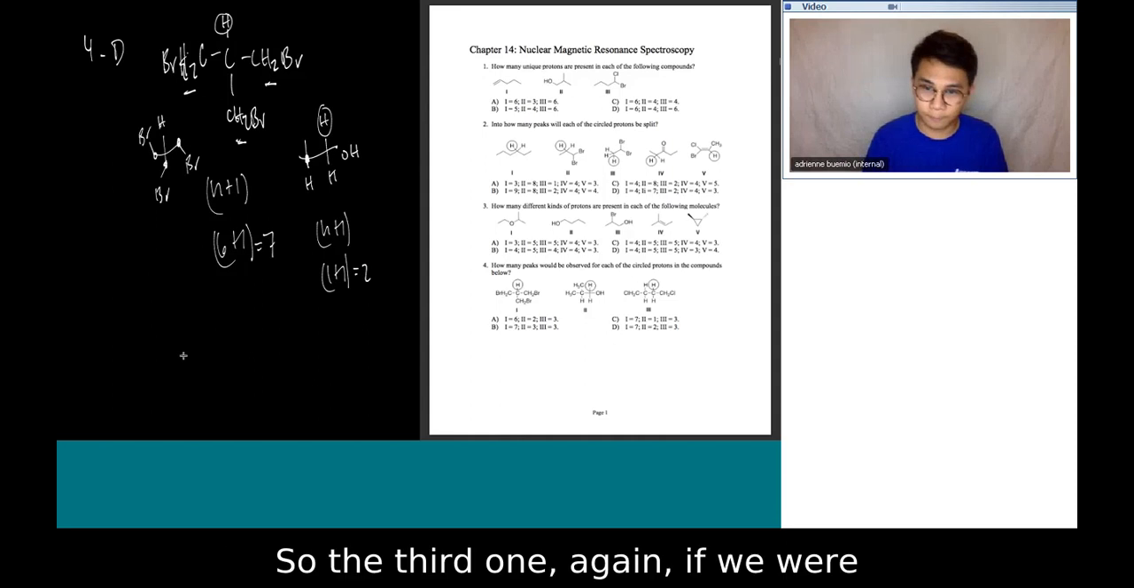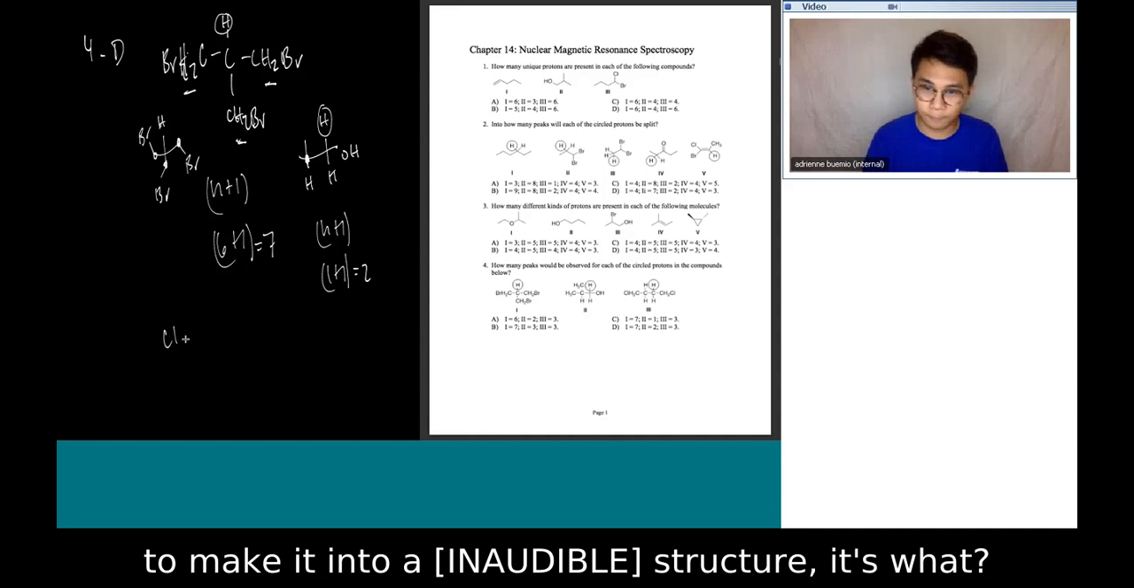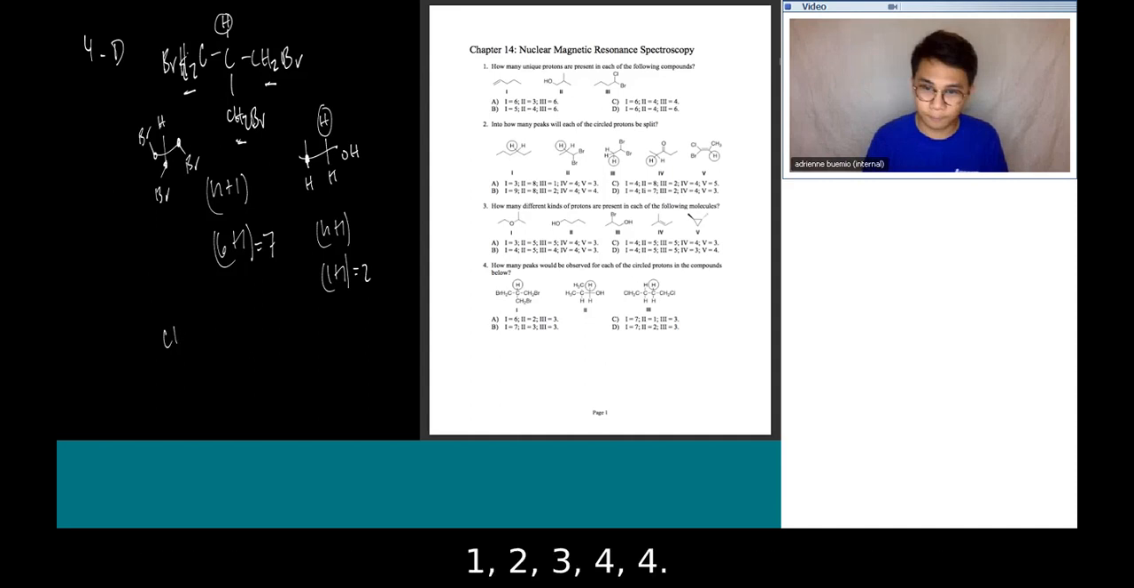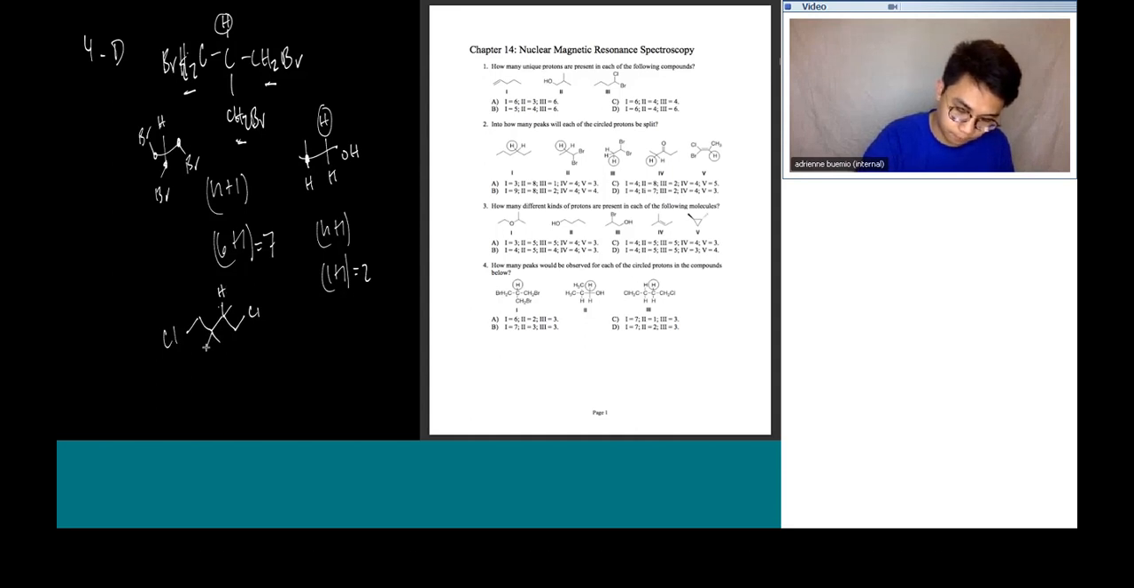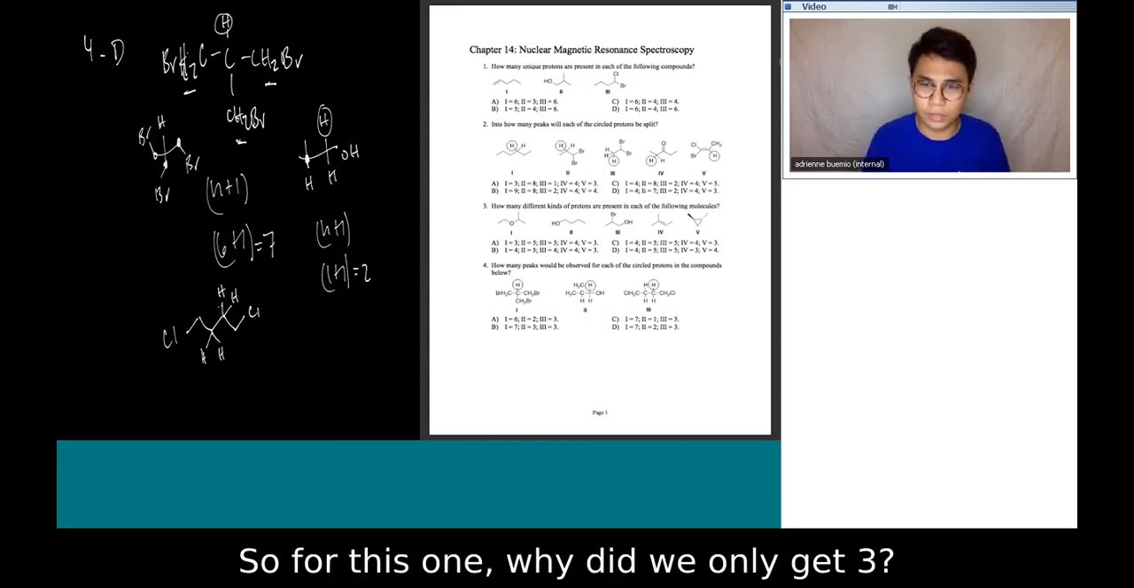Okay, so the third one, again, if we were to make it into skeletal structure, it's what? 1, 2, 3, 4. Okay, then we're looking for this H, pretty much. H, H. Okay, so now what do you do? So, for this one, why did we only get 3?